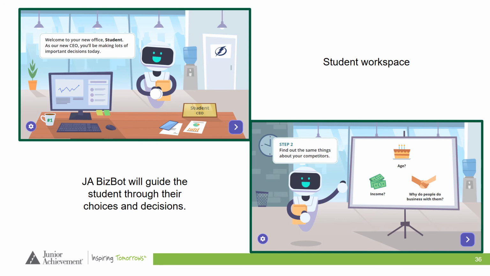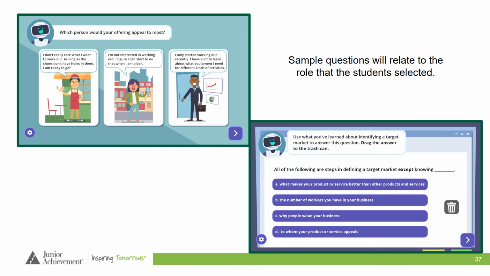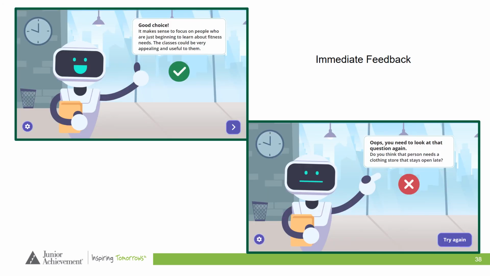These are examples of questions students are asked related to the topic they are engaged in. In this case, it's based on a CEO role, but every role will have different questions. Students receive immediate feedback on responses to questions they are asked and are given an opportunity to try again when needed. Immediate feedback will typically explain why they are correct or how to re-evaluate the question.